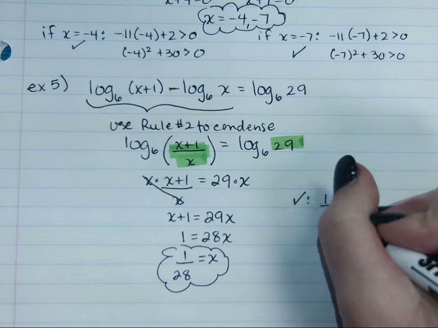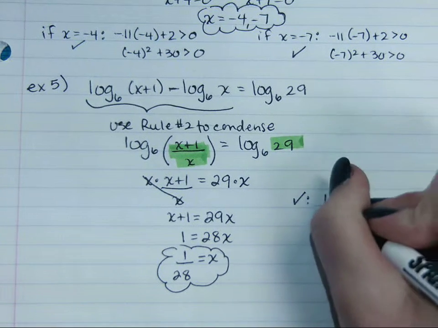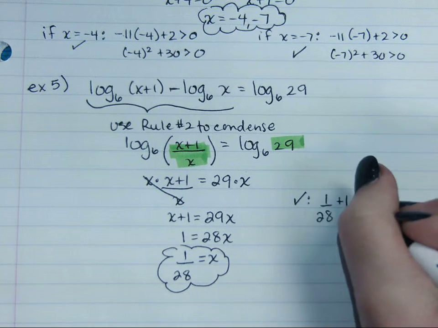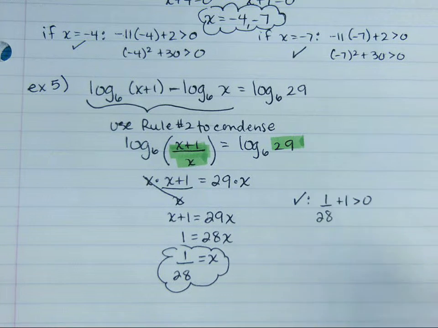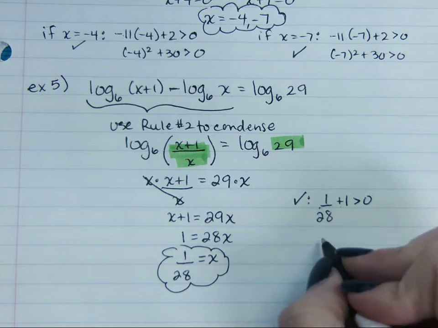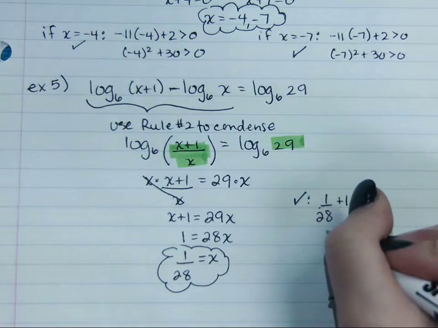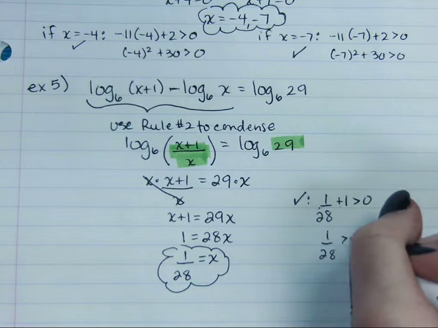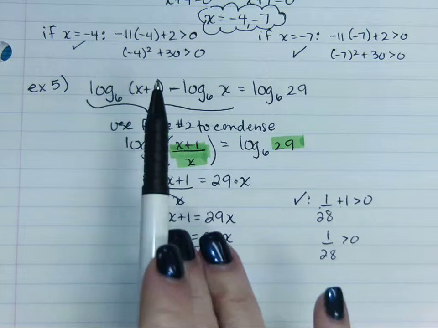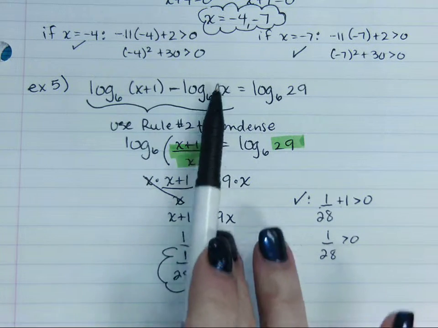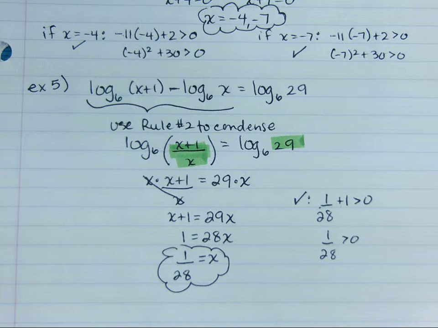I need to make sure that when I take 1 over 28 and add 1, that is going to be greater than 0. And it is. They're both positives. So the sum of two positives is already positive. And if I look at my other function here and plug it in, that's also true. So since it works for all of the functions where I have a variable, then that is my final answer.